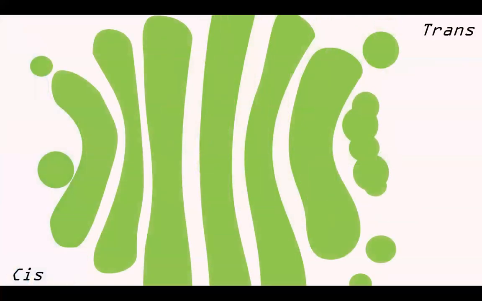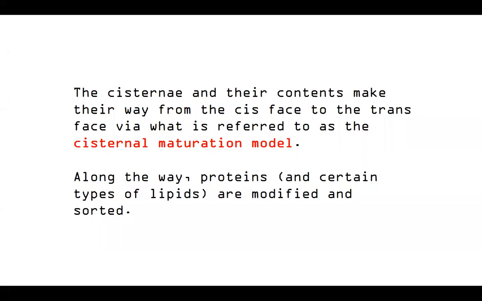All right, so zooming in a little further. Before we start adding in proteins to this model, it's important to understand generally how the Golgi apparatus is going to operate. So in this idea of the Golgi, the cisternae and their contents are going to make their way from the cis face to the trans face.